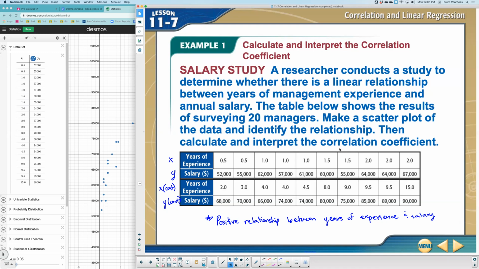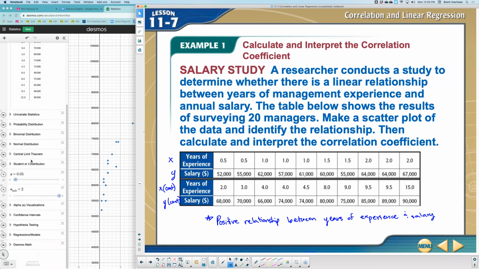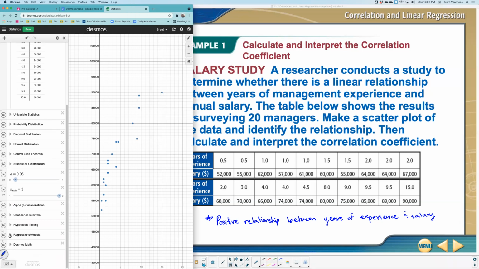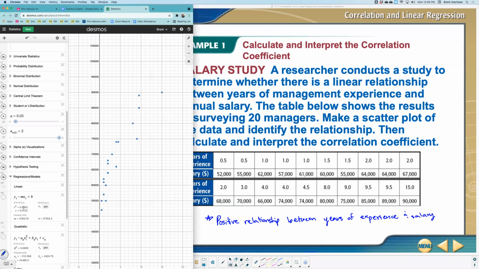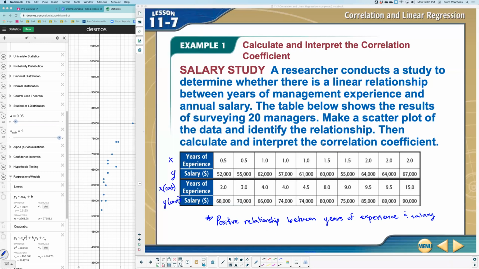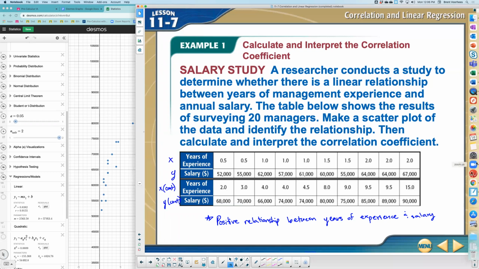It says then calculate and interpret the correlation coefficient. So how do you do that? Well, if you scroll all the way down here to the bottom and you go to regression models, you will see that in here we have the values that we need. Okay, so it says calculate and interpret the correlation coefficient. That's the R value. So in this particular problem, the R value, according to the calculator, R equals 0.9155.